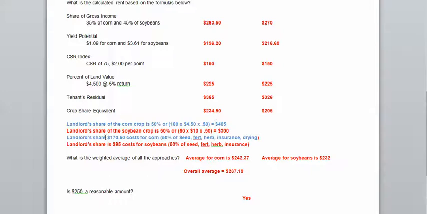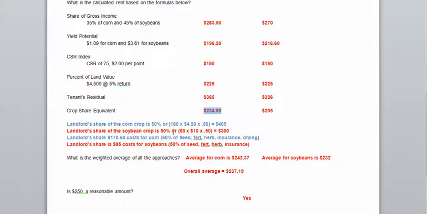But the landlord also pays $170.50 for their share of the seed, fertilizer, insurance, drying. After we take their income minus their expense, they're left with $234.50. That would be their share. That's what we're paying them for rent, in other words. They're getting half our crop, but yes, they're helping to pay for it too. So total out of pocket, $234.50.